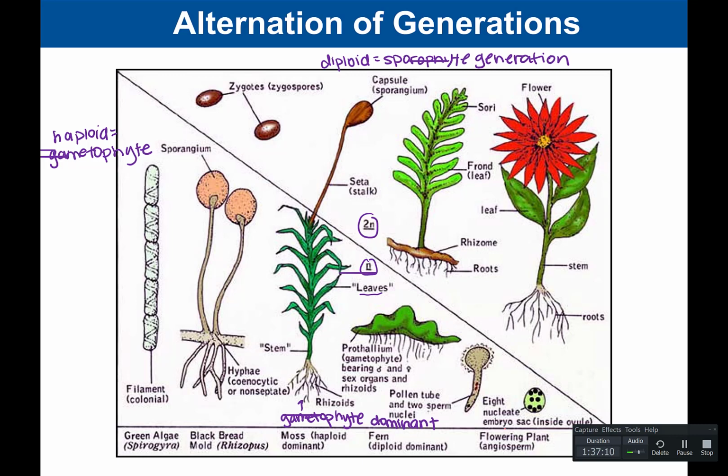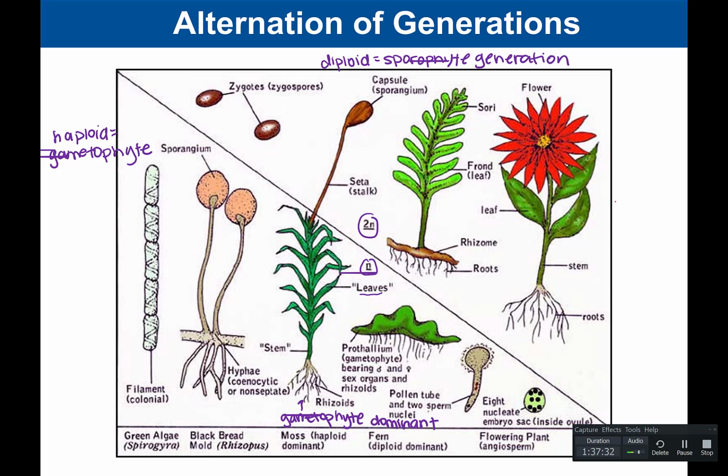If we compare that to the flowering plant, it is sporophyte dominant, and the leaves are going to be diploid. So that's a difference between them. The leaves in the moss are going to be haploid. The leaves in the flowering plants are going to be diploid, right?